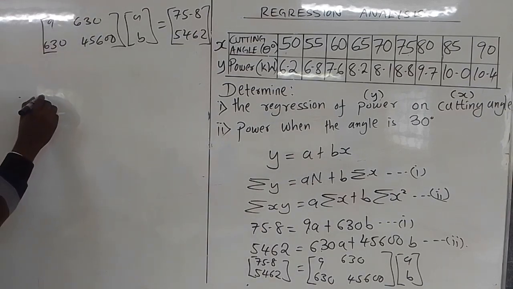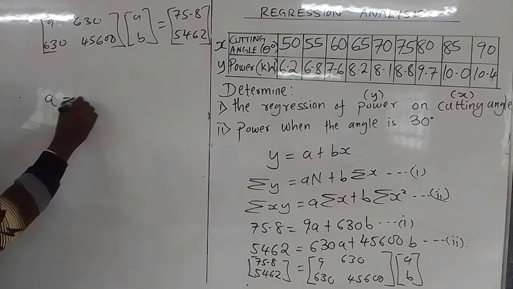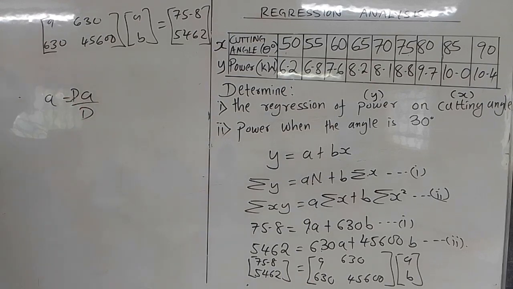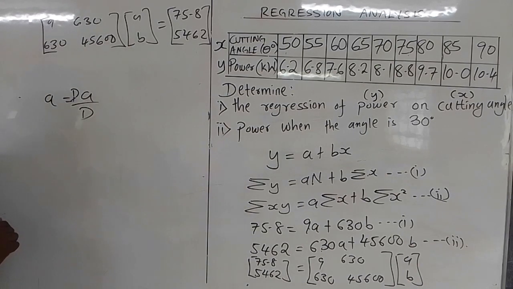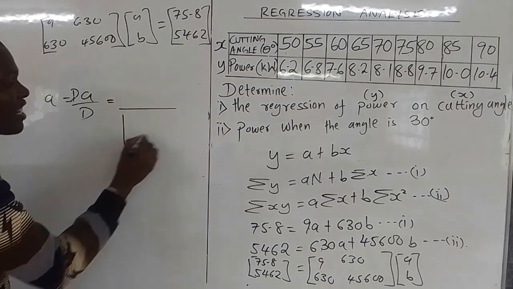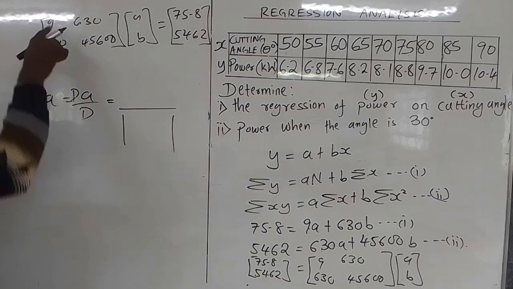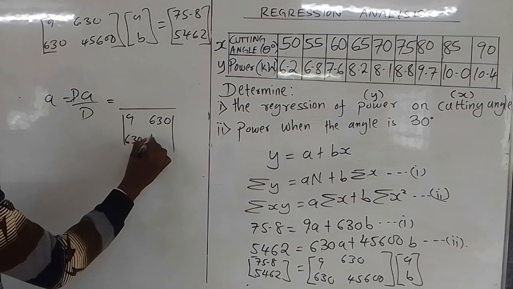So if you want the value of A, the A is the first one. Are you seeing? When you want the value of A, you just say A is equals to D of A over D. We want to see how to get this determinant D. Are we together? That D is the determinant of this coefficient matrix. Are you getting what I'm saying? So you put that coefficient matrix in the denominator. You see these two strokes means determinant, isn't it? And what is the matrix there? It is 9, 630, then here 630, 45,600.